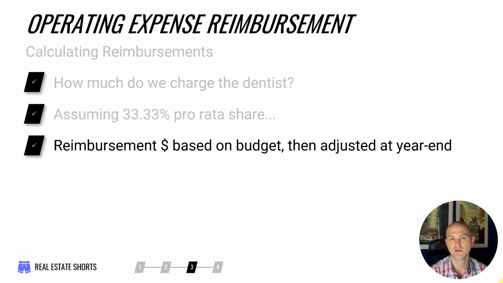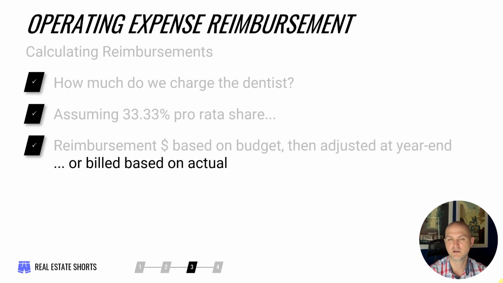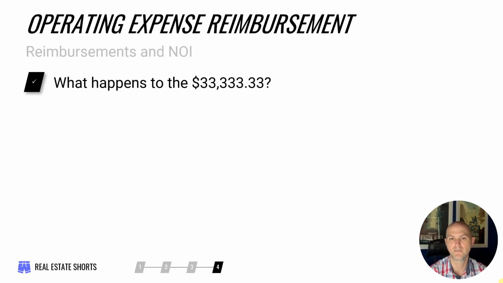Now, this reimbursement amount is typically budgeted in advance. The tenant will pay according to the budget, and then it's adjusted periodically, quarterly, semi-annually, or annually. Annually is typically the easiest, but it could be more frequent, so that if there's an over or under payment, it gets adjusted. So again, it could be billed on some kind of budget, but just as easily it could be billed on an actual. So if the utility bill comes in at the end of the month and it shows $3,000, they can bill based on the actual amount.